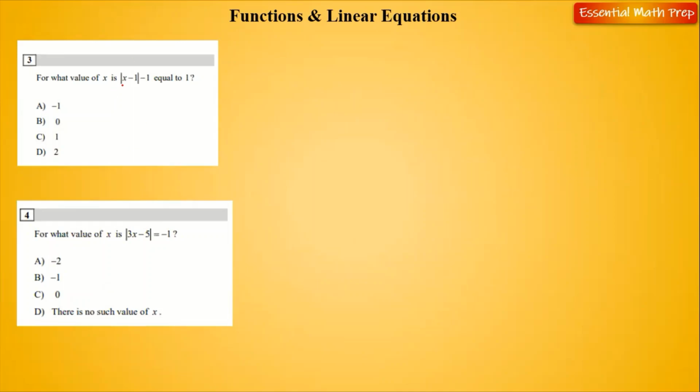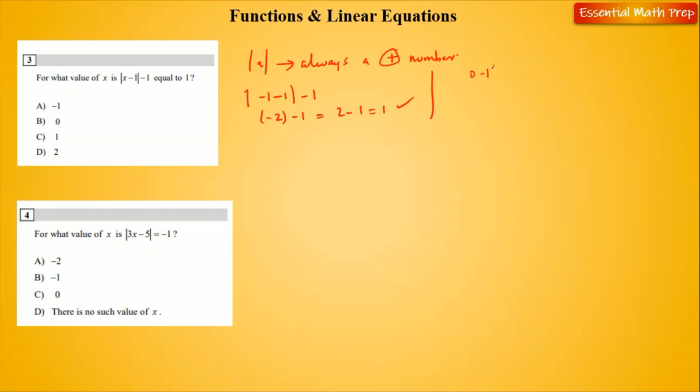For what value of x does the absolute value of x minus 1, minus 1, equal 1? We already know that an absolute value is always a positive number. In this case, you are welcome to use the answer choices to see what works. If you choose -1, then -1 minus 1 is -2, the absolute value is 2, and 2 minus 1 equals 1. So that works.